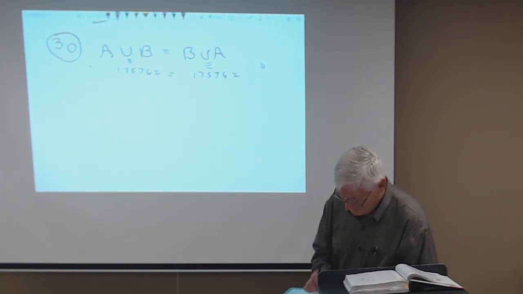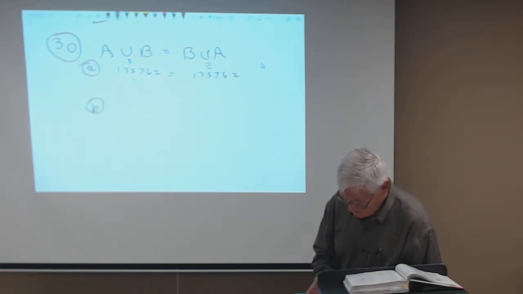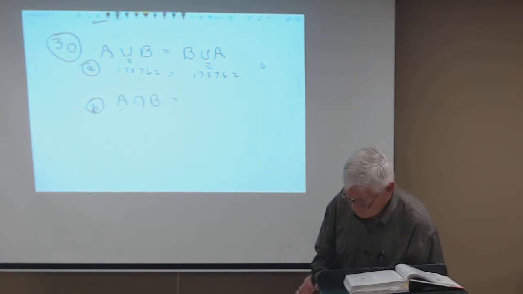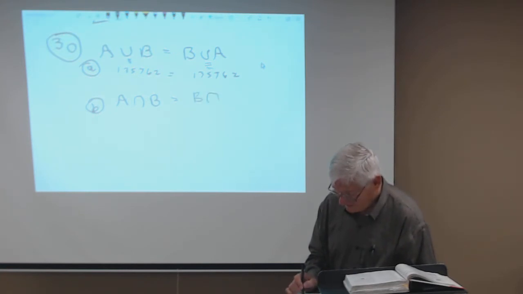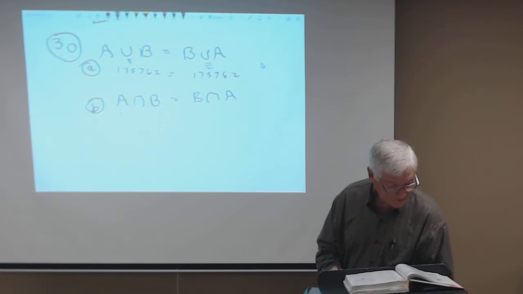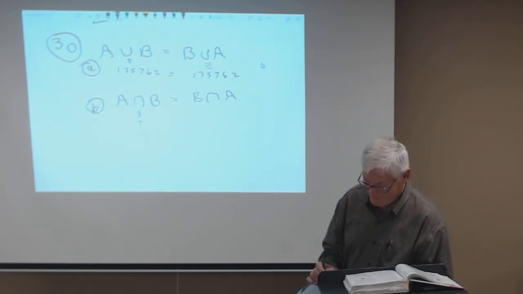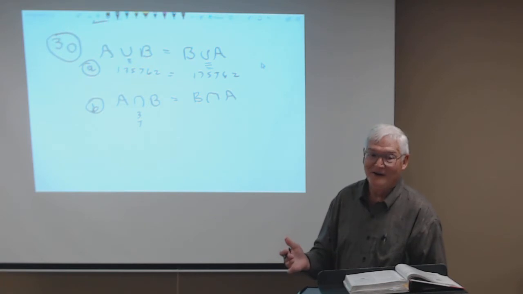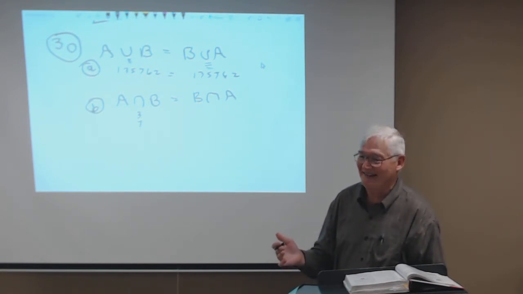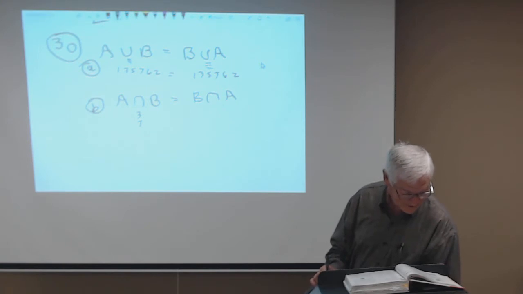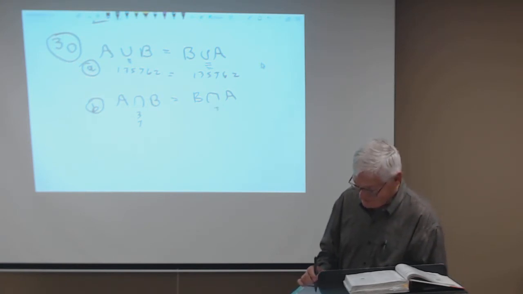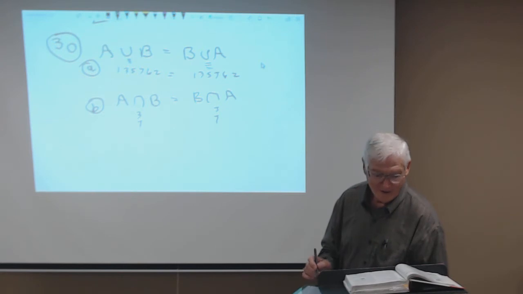Okay, that seems easy. Okay, that was A. Let's do B. A intersect B equals B intersect A. Okay, look back at the picture on page 80. Where do A and B intersect? 3 and 7. See, are we feeling powerful? You go, hey, my headache's going away. I'm starting to see this stuff. Where does B intersect A? 3 and 7. They're equal.